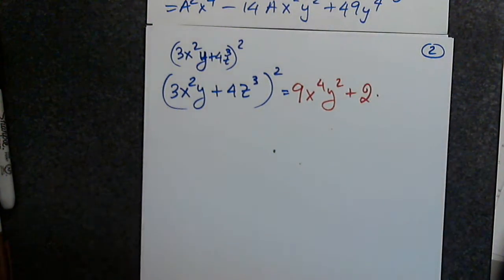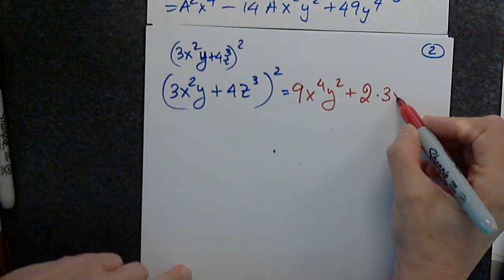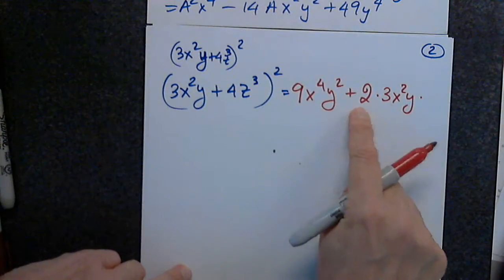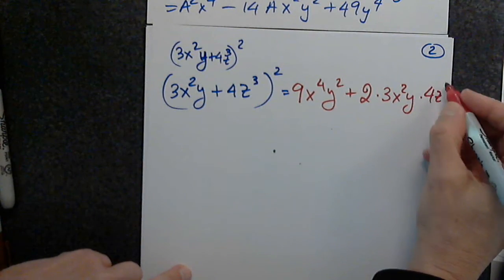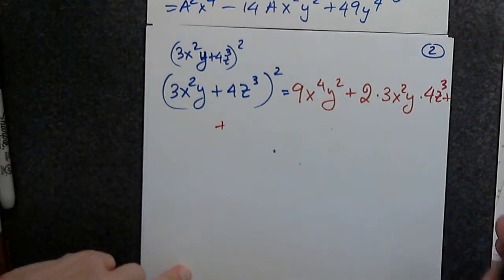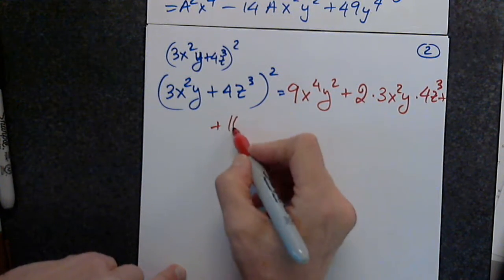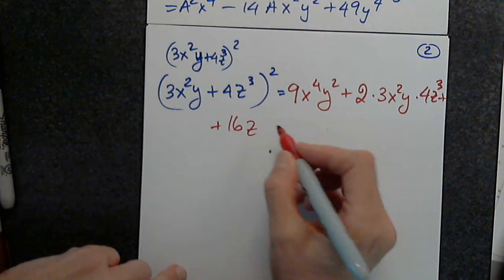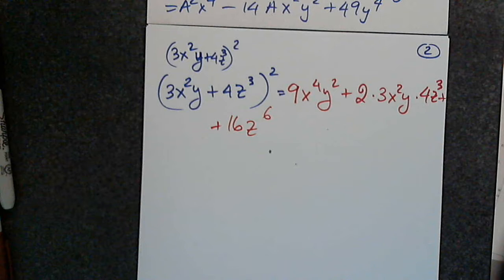Let's write everything so everyone can see. 2 multiplied by 3x squared y, that's 2 times the first term times the second, 4z cubed, and plus (4z cubed) squared, which is 16 z to the sixth. Now I have one more step to go back and simplify this.